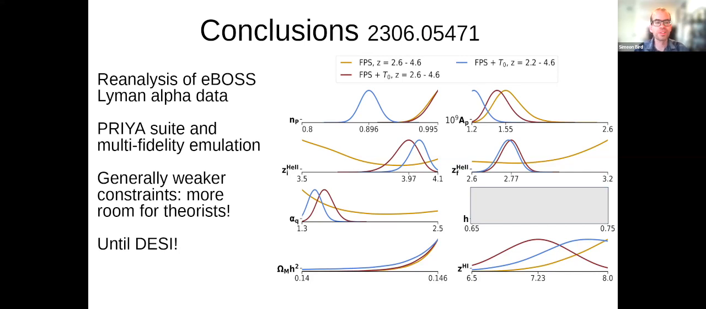I would like you to interpret this as a positive thing, consider it more room for theorists to make theories and more employment for theorists. And this will really remain the case until the DESI year 1 flux power spectrum. That will be the first data set that has smaller error bars and is able to make the constraints tighter again. So thank you very much for listening.